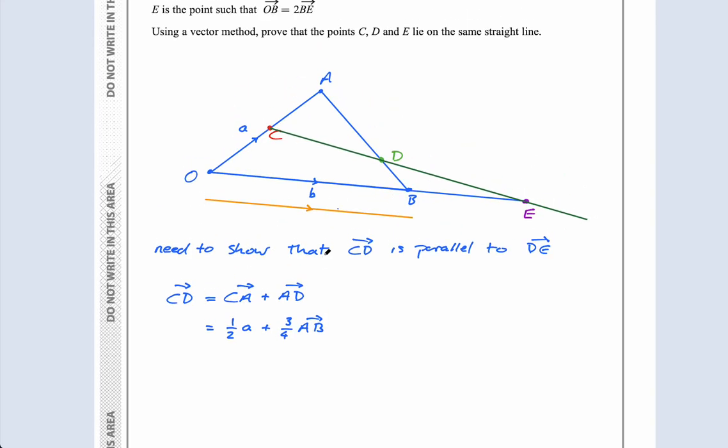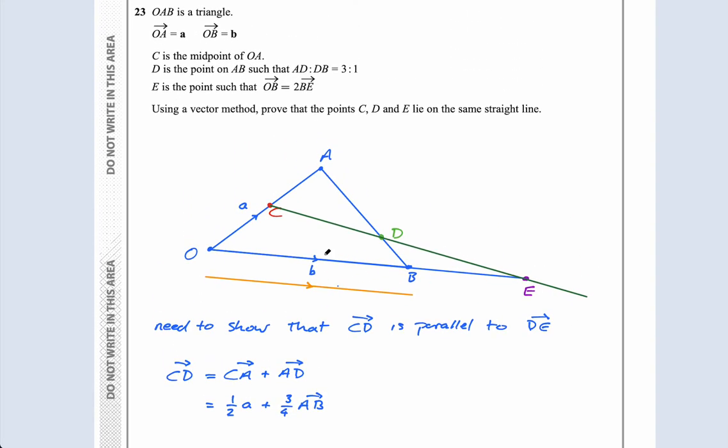Now, how did I know that? Let me go back here. I know it's 3/4 because it says it's in the ratio 3:1. So if it's in the ratio of 3:1, that means this is 3/4 and this is 1/4 of the line. So this is 3/4 of AB, and this is 1/4 of AB. So it's 3/4 of AB.